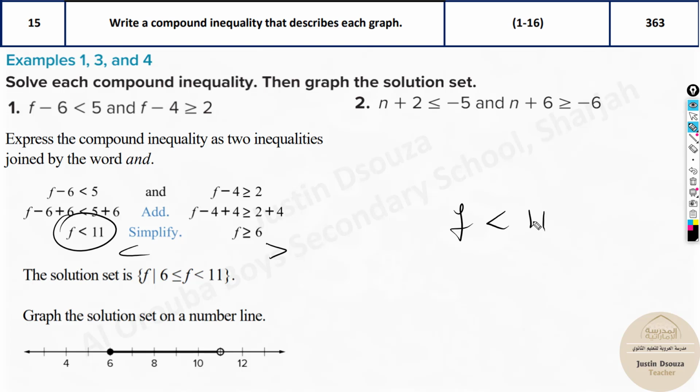F less than 11. And over here, f is greater than something, right? So that means f is greater than or equal to what? 6. This is it. When f is in the middle, whatever number you're writing on the right side must be greater than f. That is, 11 is greater than f. So that's why I'm saying write f less than first, and then wherever f is greater, so f is on the right side, write this symbol. See, I'm just writing it, and this. I've not written anything wrong. I've just rearranged this. That's it.